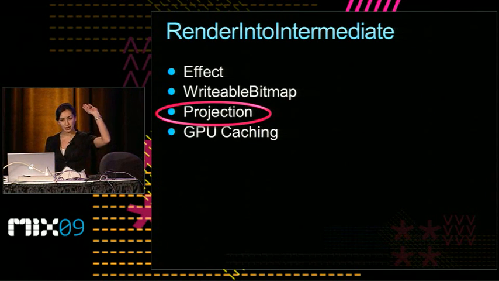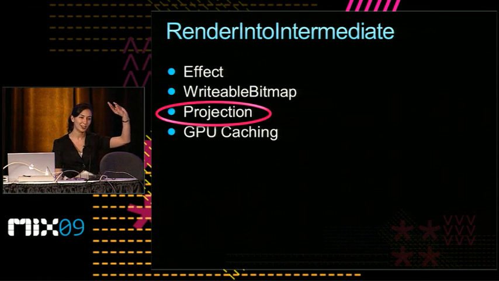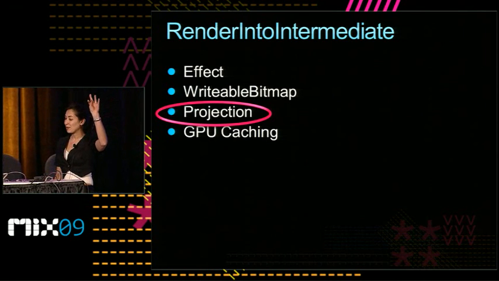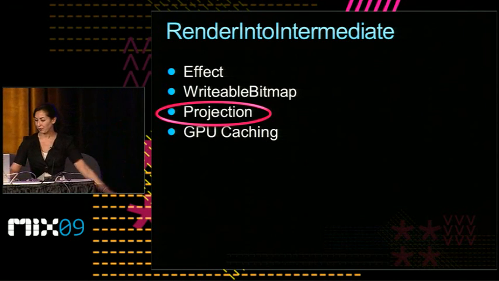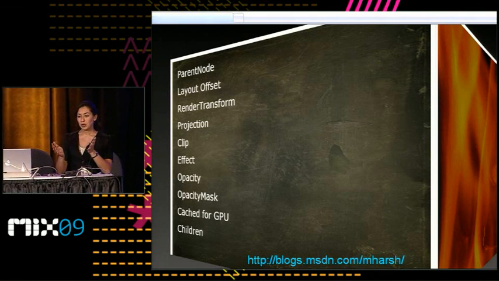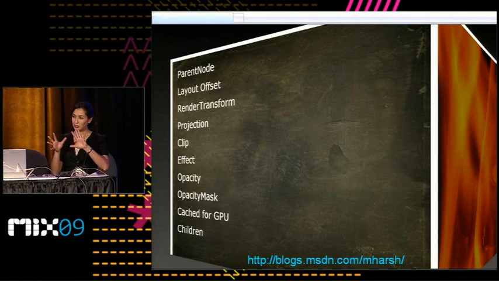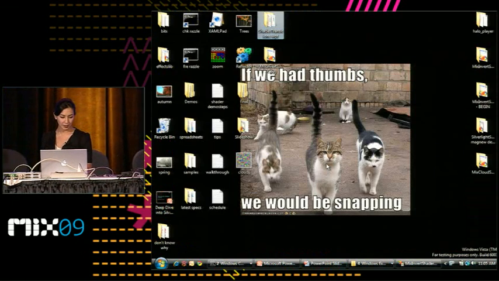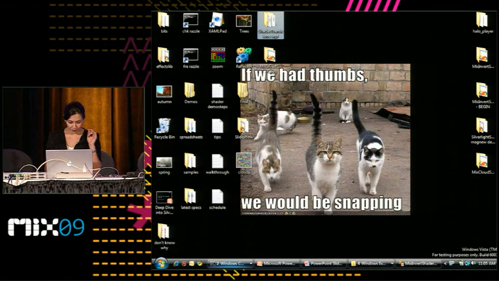OK, so we talked about effects. We talked about how to write a custom effect. We talked about how to copy somebody else's better custom effect. And then we talked about writable bitmap. And now we're going to talk about projection. So Joe went through a considerable amount of projection. And I highly encourage looking at his talk yesterday, which is recorded. I closed IE. Let's see.